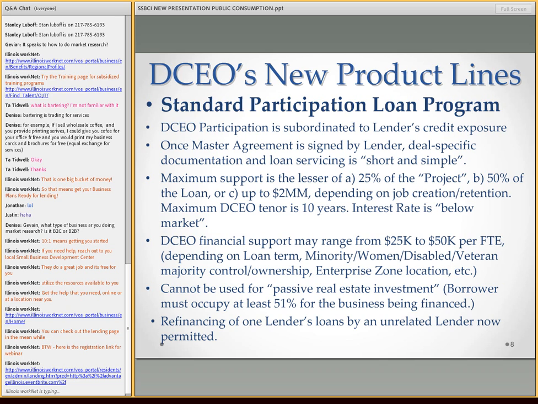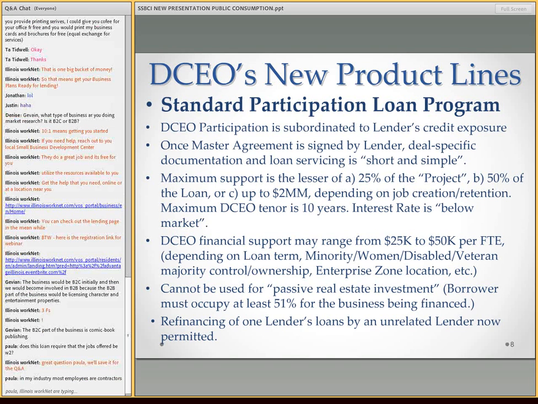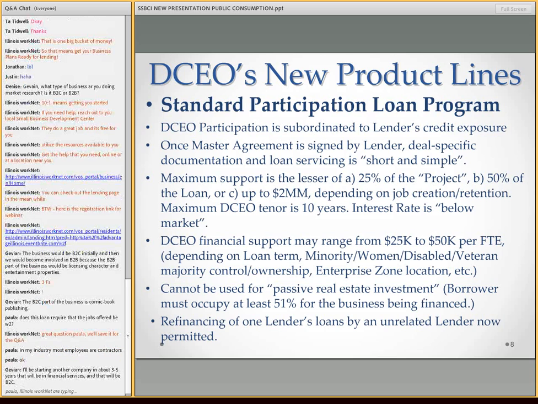Now, they don't have to be at risk in the sense that the company is about to fire their workers, although that is one of the factors. It could be the retention of jobs that could go to another state if the company doesn't get the support it needs in order to stay in the state of Illinois. So those jobs are at risk of leaving the state of Illinois, and that's what we're going to try to retain. Our maximum tenor is 10 years.